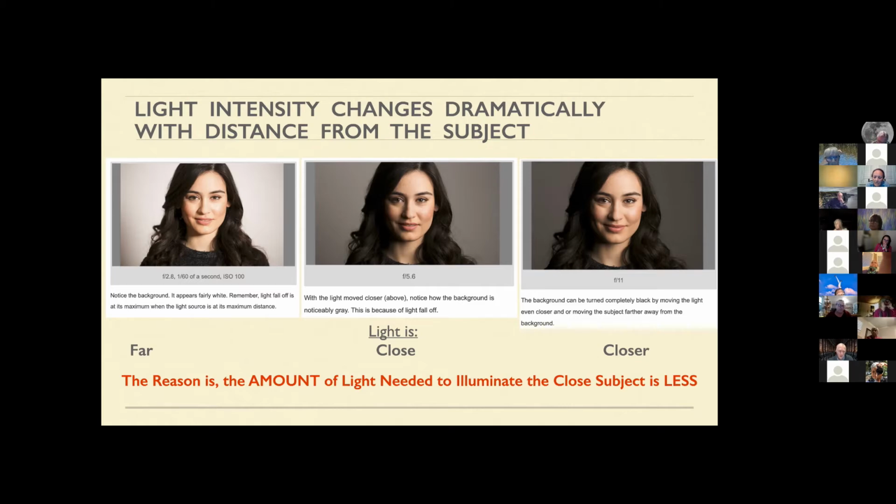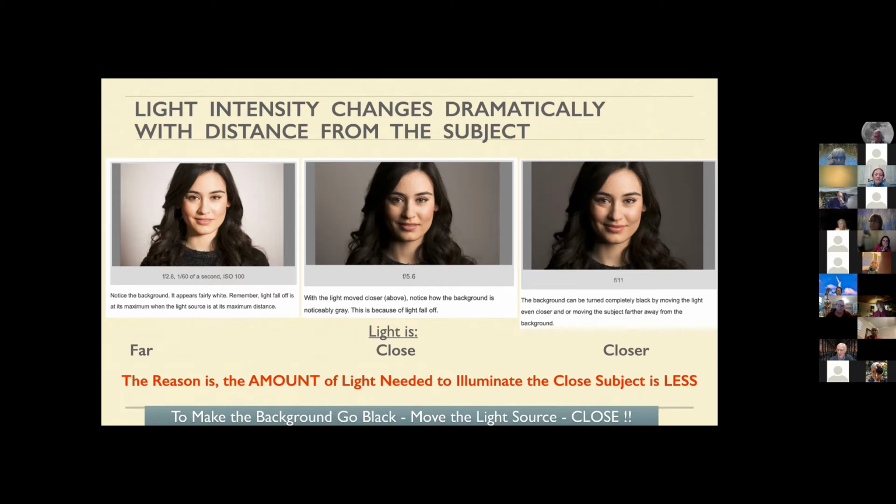The photograph on the left puts out essentially more light because she's further away, but it's interesting that the background behind her is lit. So one of the key things about flash photography is to make the background go black, move the light source close.